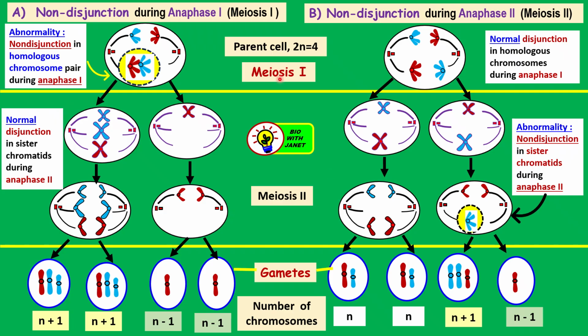So here we can see that non-disjunction that occurs in Anaphase 1 or Anaphase 2 can cause abnormal gametes to be formed with an abnormal number of chromosomes, such as these 3 cases. Only 1 case here is normal. Gametes are of the normal chromosomal number.